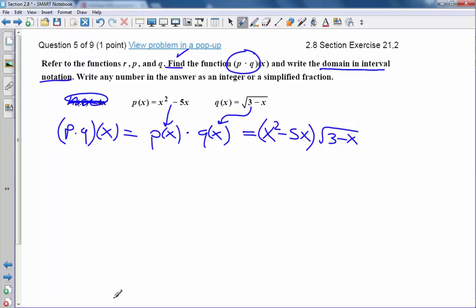Alright, are we required to distribute this and multiply completely through? No. Not necessary unless it's simplifying. I don't see, once I pass this into both spots, there is no simplification at all. So I'm not going to completely multiply it. Okay? How about the domain though? Domain of this resulting function.